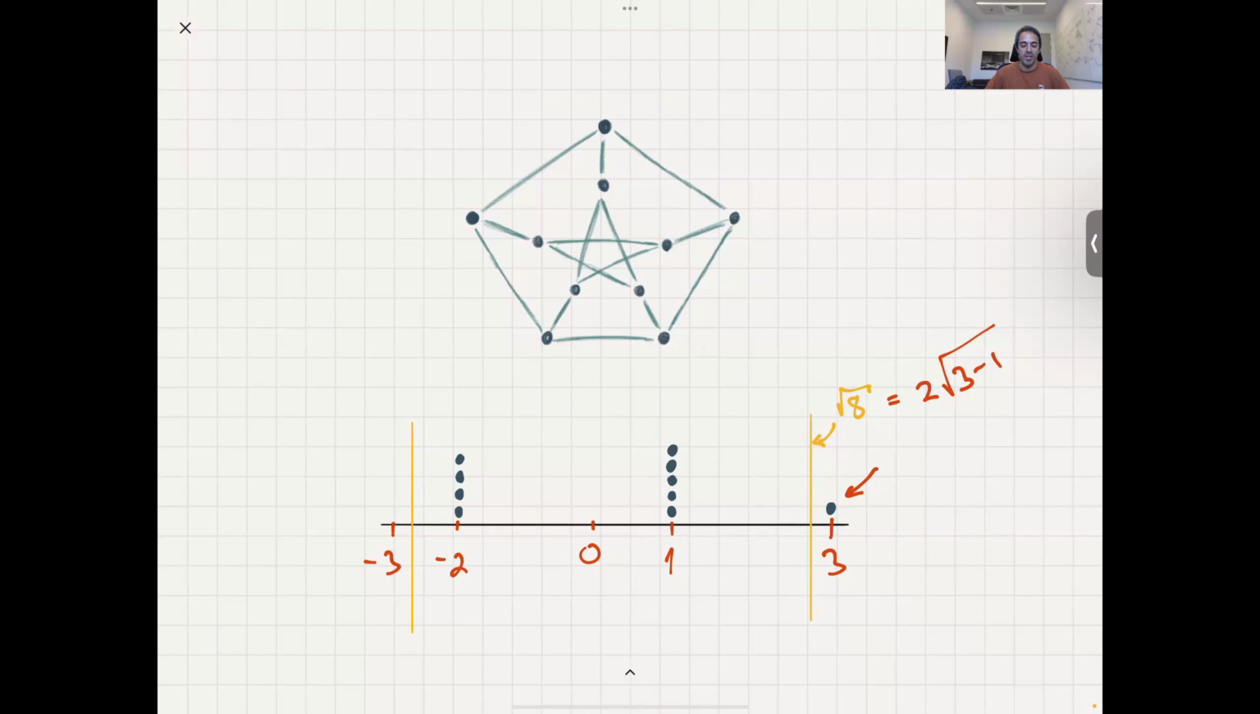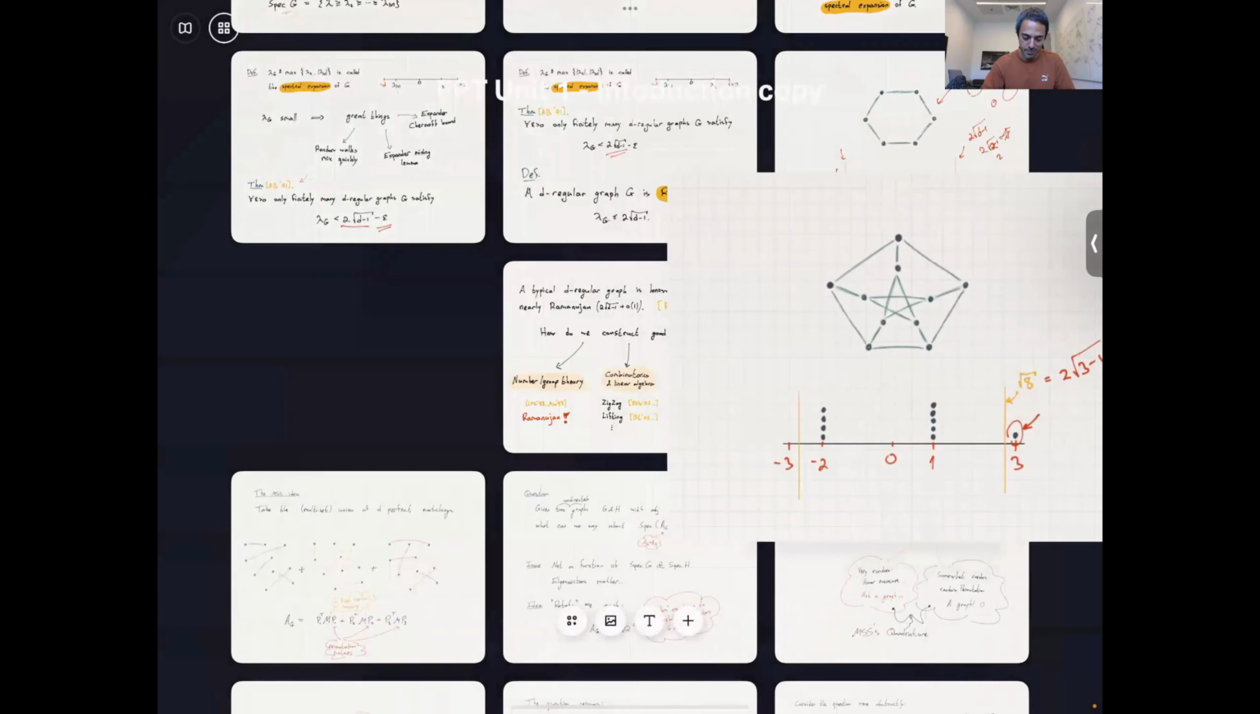And you see that all the other 9 eigenvalues are either 1 or -2 with multiplicities 5 and 4, respectively. Again, this is a bad example in terms of Alon-Boppana because all the eigenvalues, except for the trivial one, sit where they shouldn't, between the yellow branches here. It's a small graph.